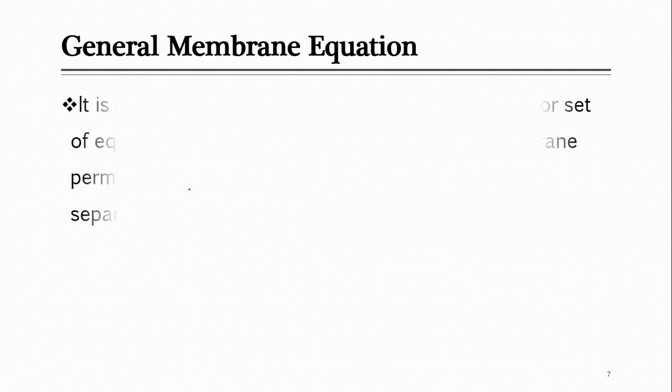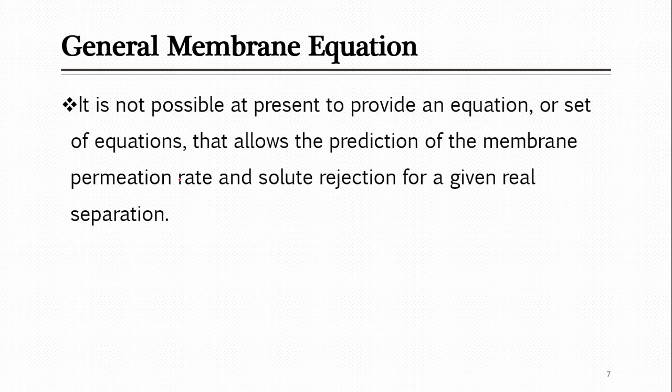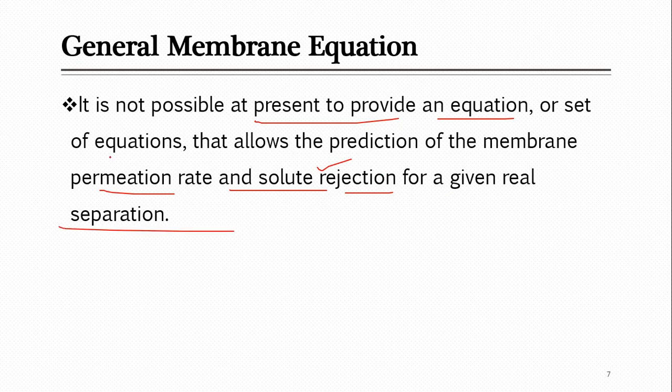Maybe such an equation is not possible to get. There is not only one equation which can provide you all the information for permeation rate, solute rejection, or retentate for a real separation. So you don't have any one equation or a set of equations which can directly predict how much will be permeate and solute rejection.